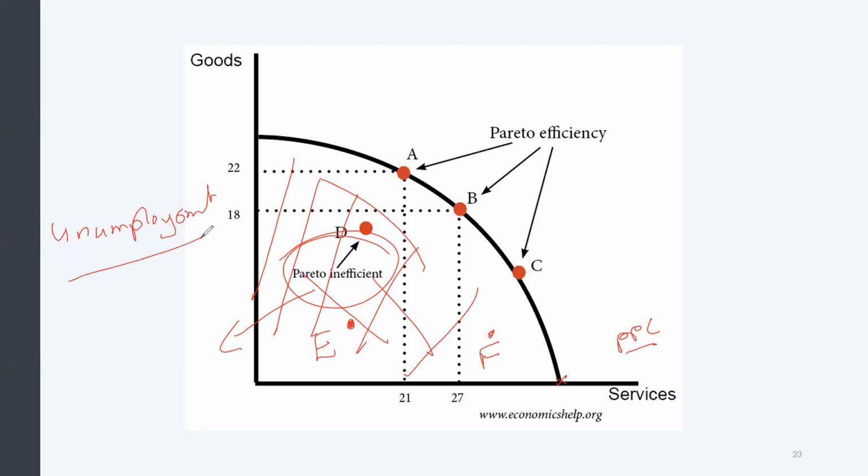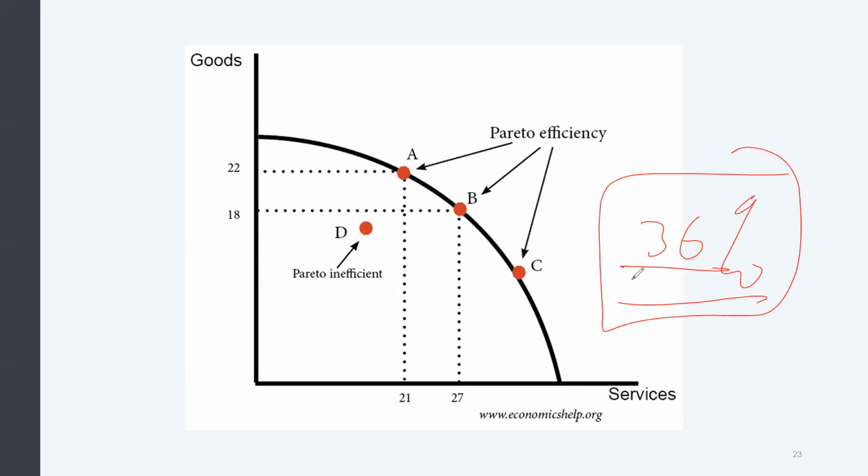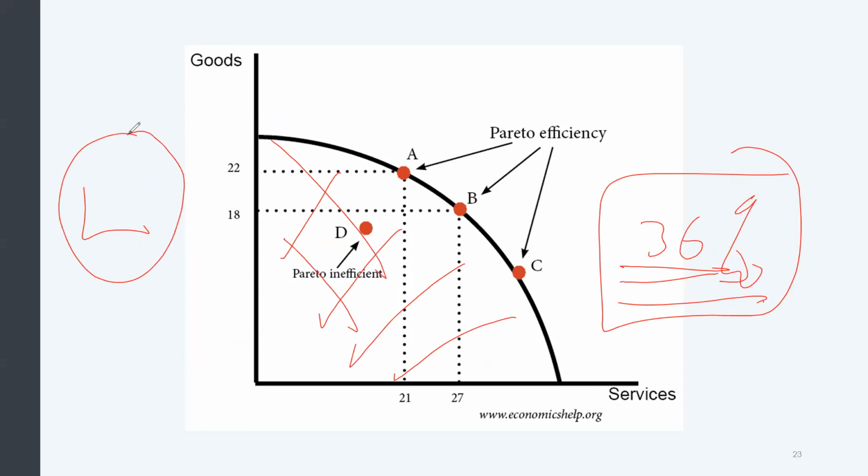Right? There is unemployment. So if a question comes in an exam, this is a typical exam question, and says, is South Africa producing on the PPC or inside the PPC? You are going to answer and say South Africa is producing inside the PPC. Why? Because we have got a 36% unemployment rate in South Africa. Our unemployment rate shows that there are people that are not working, they are unemployed, so there are some resources, labor, which is not being utilized.